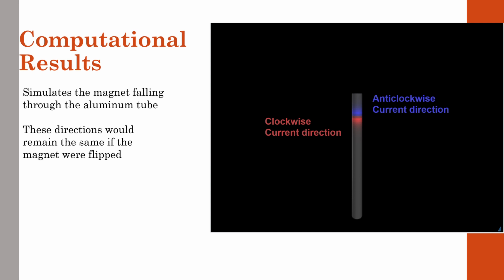Whereas the purple was found to be anticlockwise and the red was found to be clockwise, these directions would remain the same if the magnets were flipped, because the change in B field, and therefore the change in magnetic flux, is negative in the y direction. So the induced current is anticlockwise.